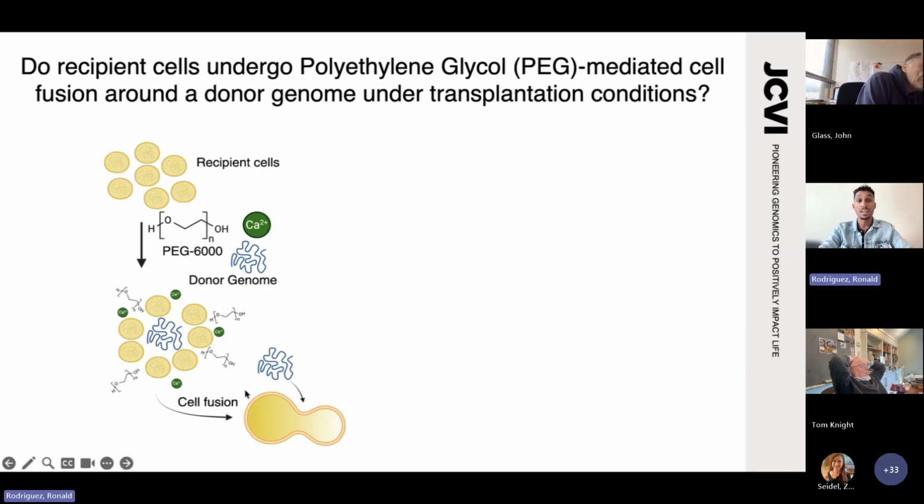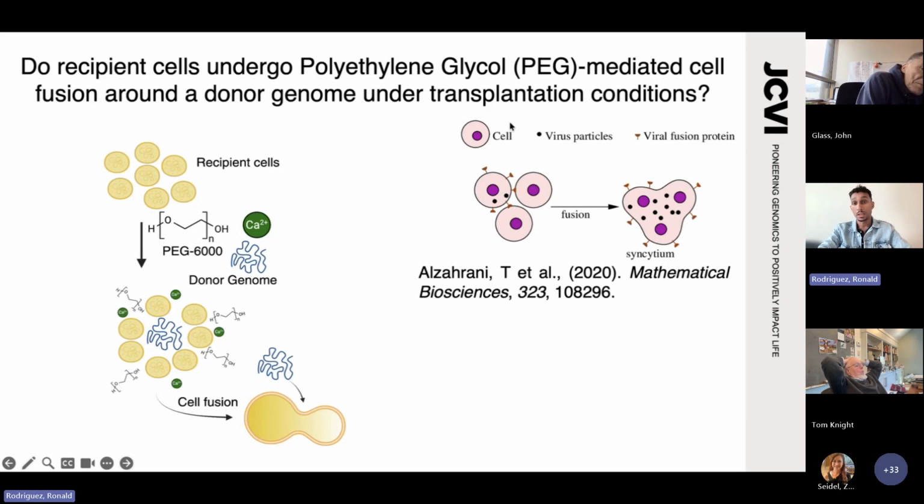So rather than an individual cell taking up a whole genome, multiple cells are fusing together to then take up a whole genome. This mechanism is similar to something that is known to happen in mammalian systems, known as cell syncytia.